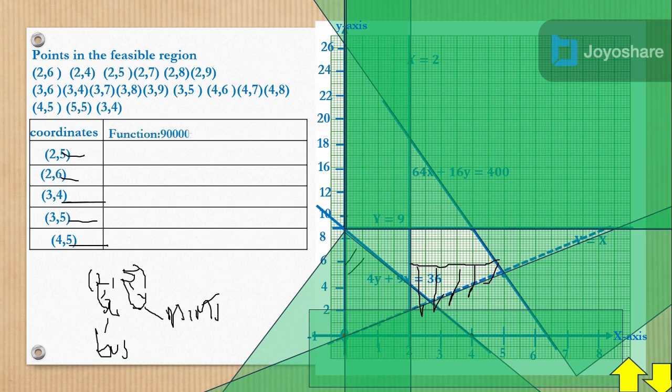So we are going to use the function. We know that for the bus they are using 90,000 shillings, and for the minibus they are using 40,000 shillings. So we are going to be multiplying. Since this one is the x value, we shall substitute. So 2 times 90,000, then 5 times 40,000 for y, that's the calculation I have here, and that will give you 380,000. So we do the same for the rest of the coordinates.